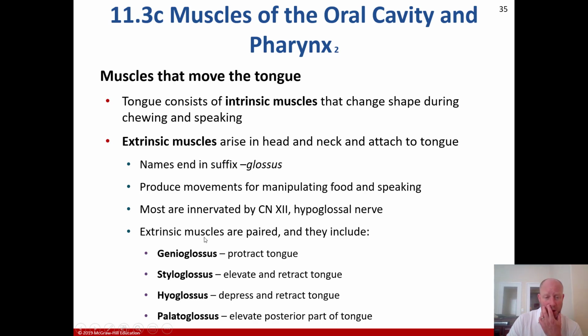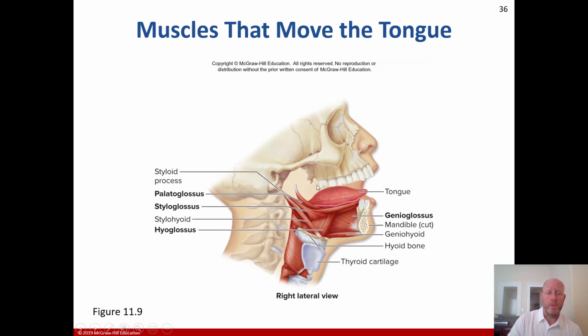And the extrinsic muscles are paired, and they include the genioglossus, which protracts the tongue, the styloglossus, which elevates and retracts the tongue, the hyoglossus, which depresses and retracts the tongue, and the palatoglossus, which elevates the posterior part of the tongue. So here we have these muscles that move our tongue, the tongue itself.